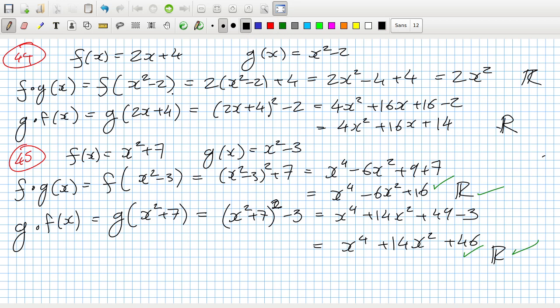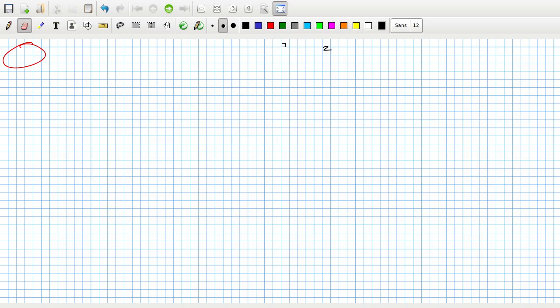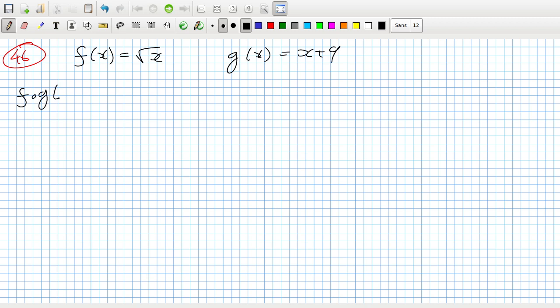Okay, and then I'd like to finish on 46, because that's a bit of a tricky one. Well, it could potentially be tricky. 46. Okay. f(x) equals root x, and g(x) equals x plus 9. So f of g of x, that's equal to f of x plus 9, and that's equal to root x plus 9.